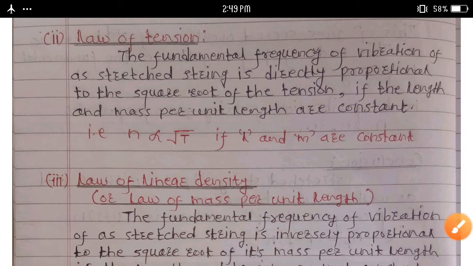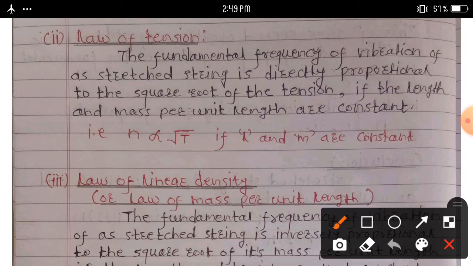Then we can write in mathematical form: small n is directly proportional to the square root of capital T if small l and small m are constant. This is the law of tension.